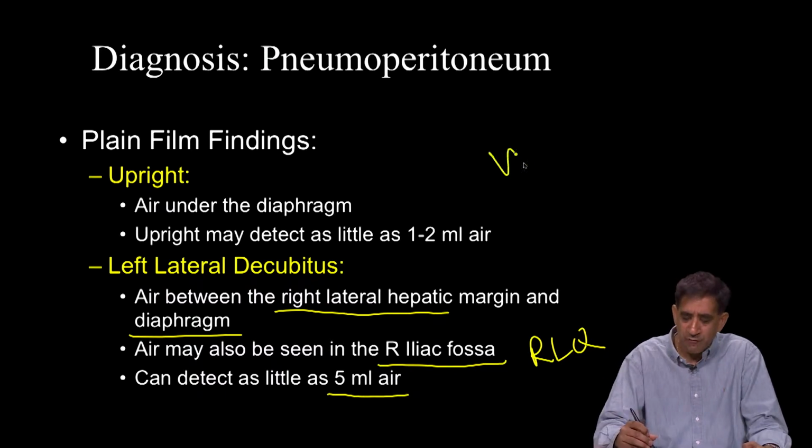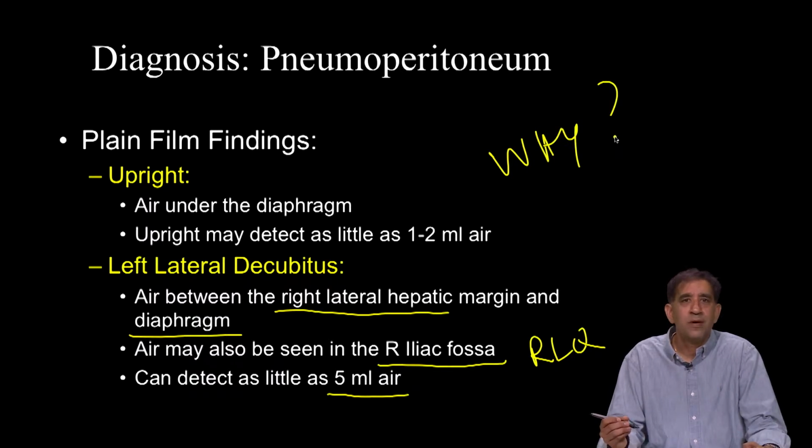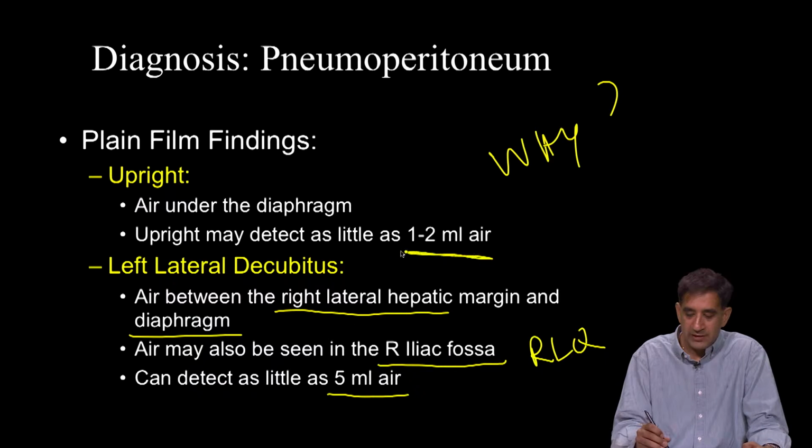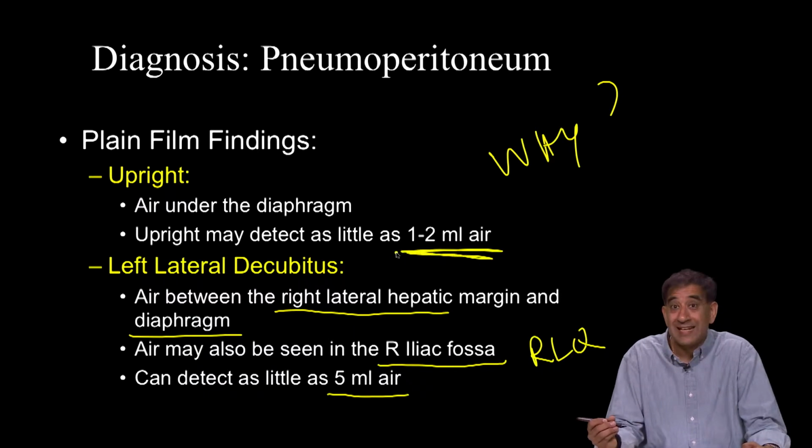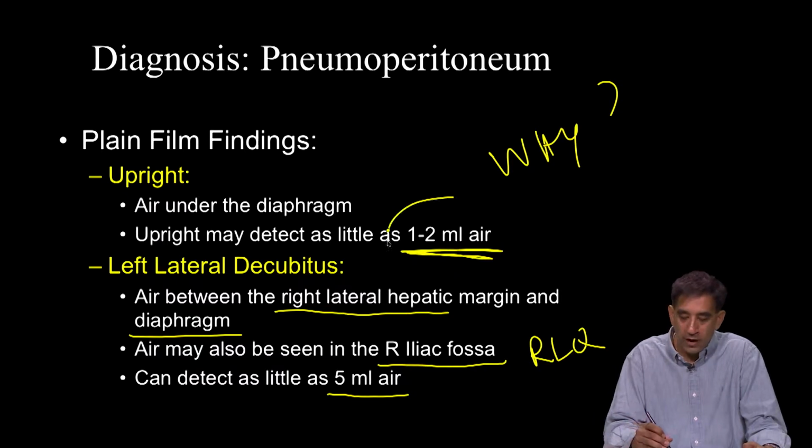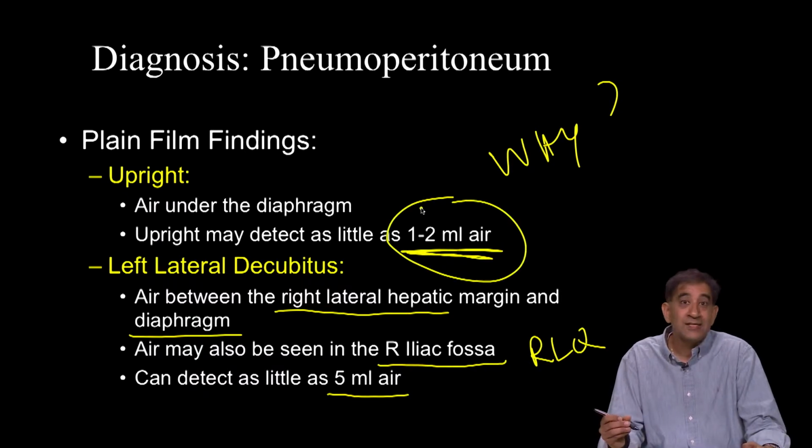You might ask yourself, why would you get a left lateral decubitus film if the upright film tends to be more sensitive and can detect as little as 1 to 2 milliliters of air? The reason is that some patients may have adhesions between their diaphragm and the liver, which is where this air tends to collect. And so you may not see anything there on the upright, but you might see some air collections on the left lateral decubitus.